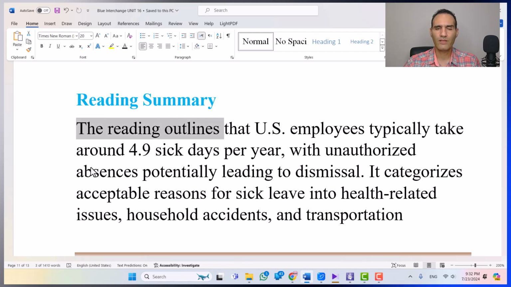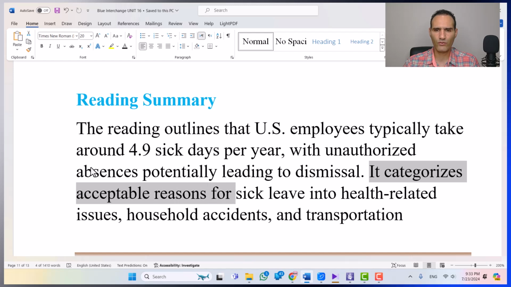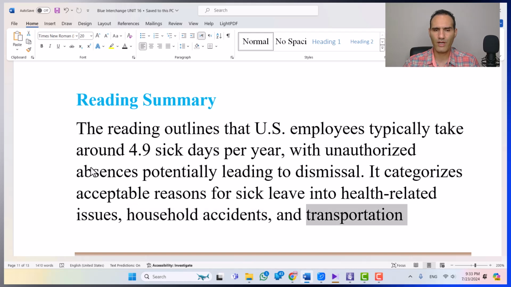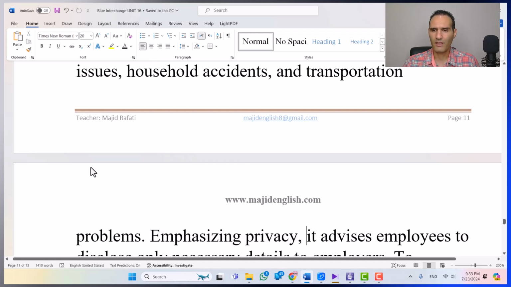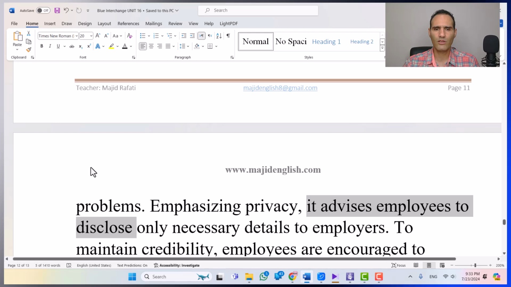Summary. The reading outlines that US employees typically take around 4.9 sick days per year, with unauthorized absences potentially leading to dismissal. So dismiss means fire. In the reading it said fired them, and here it says dismissal. It categorizes acceptable reasons for sick leave into health-related issues, household accidents, and transportation problems. Emphasizing privacy, it advises employees to disclose only necessary details to employers.